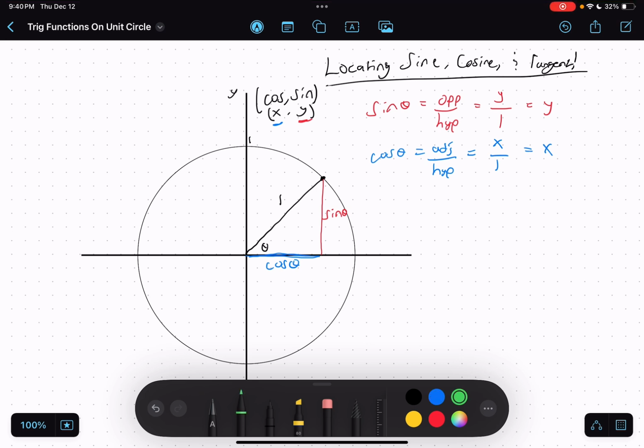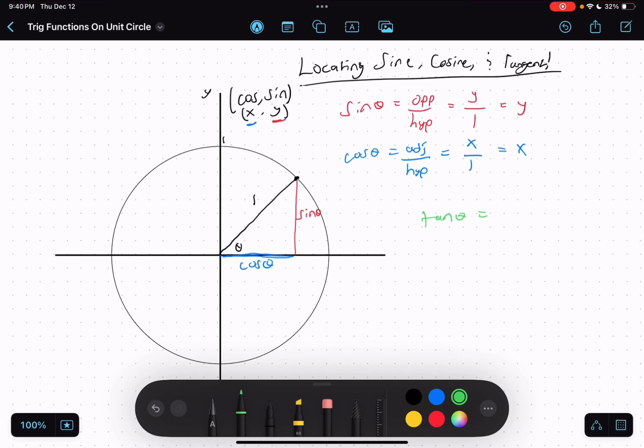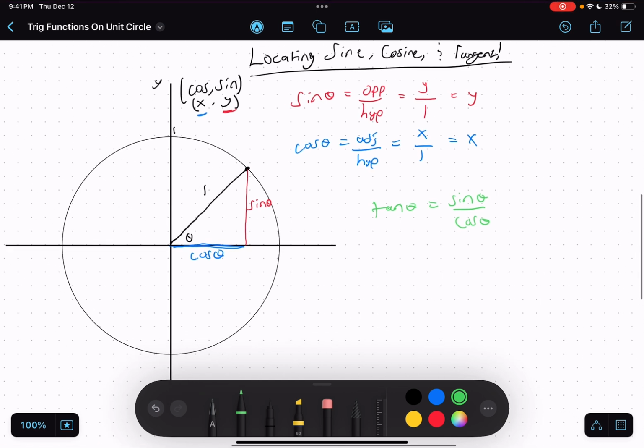But what about tan theta? Well, I know tan theta is equal to opposite over adjacent. I know that's true, but I also know it's equal to sine theta over cosine theta. And we actually found those values. I think it's easier to see this way instead of saying opposite over adjacent and then plugging in values, but we found y and x, so tan theta is really just y over x.